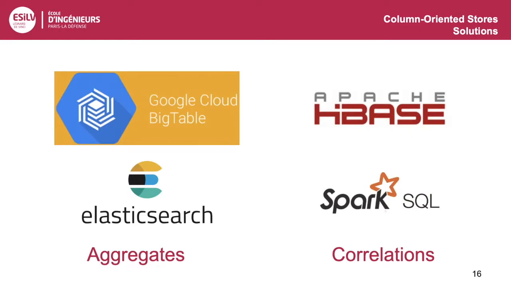Of course, you can ask about Elasticsearch, because many people are interested in Elasticsearch for document management, but it's both column-oriented and document-oriented. But the way that it stores information inside is more column-oriented. So it can be discussed.